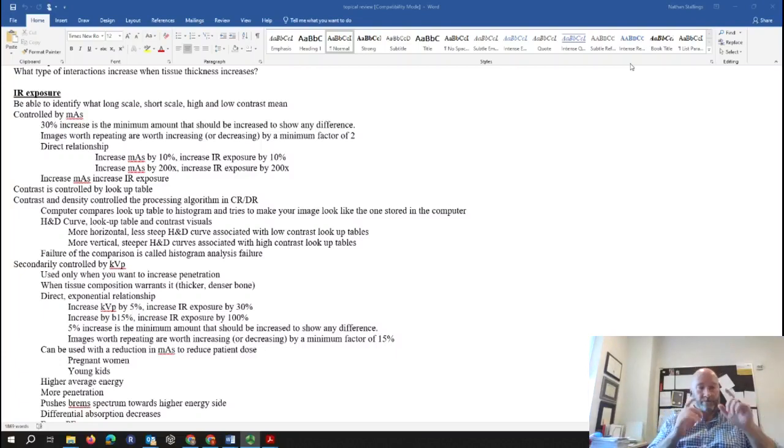So if just word association, long, if you had individual sections of something colored differently, if you only had two, that would be a short scale contrast. It'd just be 1, 2, as opposed to if you had a lot of different shades of gray, then it would be a long scale contrast. So long scale contrast means low contrast. Short scale means high contrast. Long scale contrast, low contrast, also means high latitude.